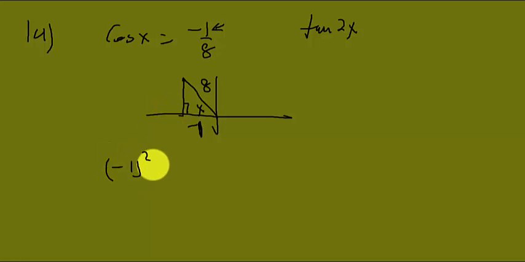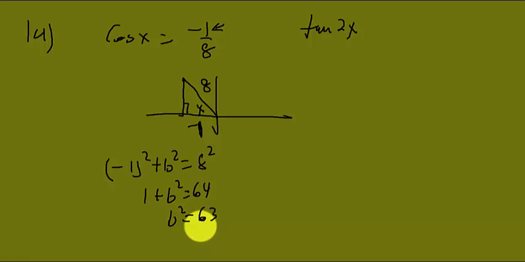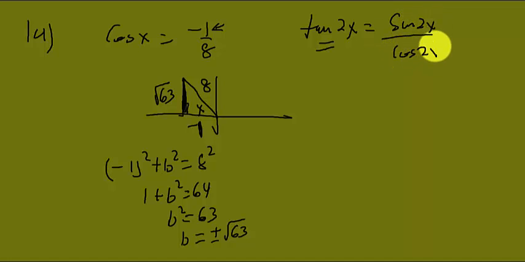Negative 1 squared plus b squared is equal to 8 squared. So 1 plus b squared is equal to 64. B squared is equal to 63. B is equal to plus or minus rad 63. This is going up, so that's positive rad 63. Now I've got to find tangent of 2x. Tangent of 2x is sine of 2x over cosine of 2x. Well, I have a trig identity for that.